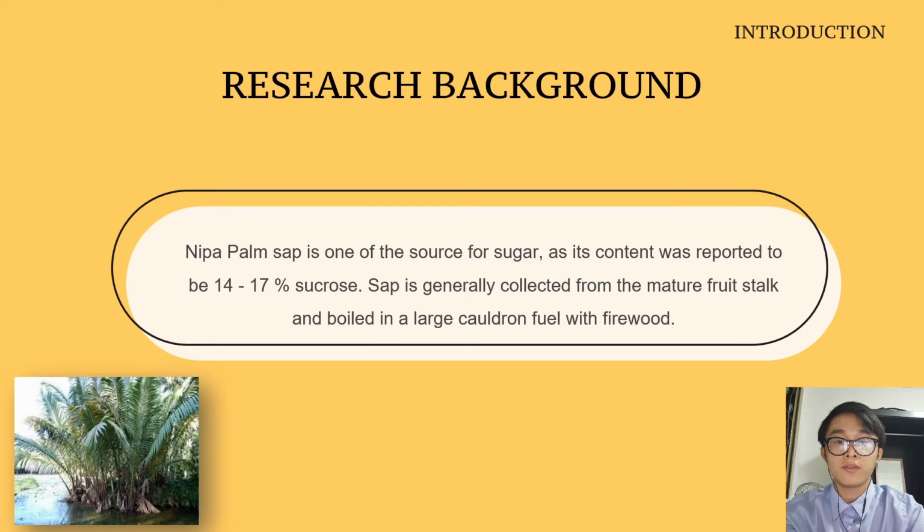The research background for this study is the cooking of NIPA palm sap. The NIPA palm sap is one of the sources for sugar, as its sucrose content was reported to be 14 to 17%. Sap is generally collected from the mature fruit stalk and boiled in a large cauldron filled with firewood. To add, sap production from NIPA produces intoxicating beverages, sugar, vinegar, and alcohol that may be used as fuel.